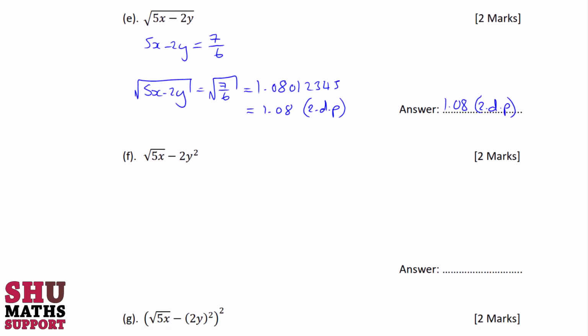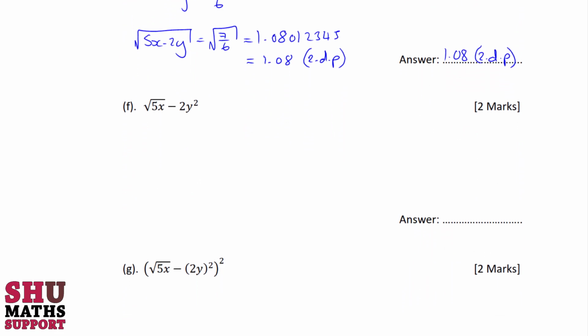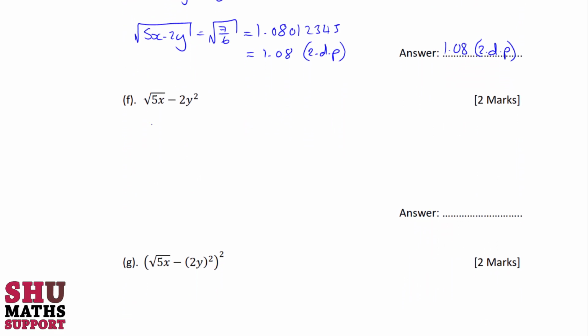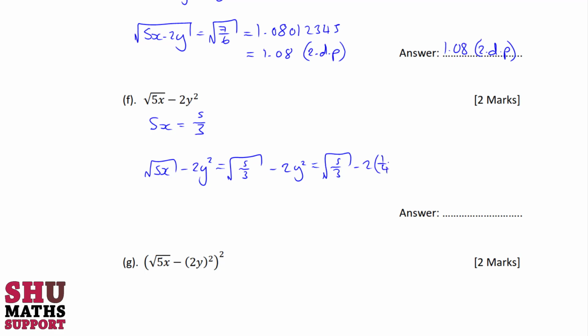Now the next question we have is the square root of 5x minus 2y squared. And we know that 5x is equal to 5 over 3. And we have the square root of 5x minus 2y squared, which is equal to the square root of 5 over 3 minus 2y squared. And then that's equal to the square root of 5 over 3 minus 2 times the value for y, which is a quarter. So we have 2 times a quarter squared.